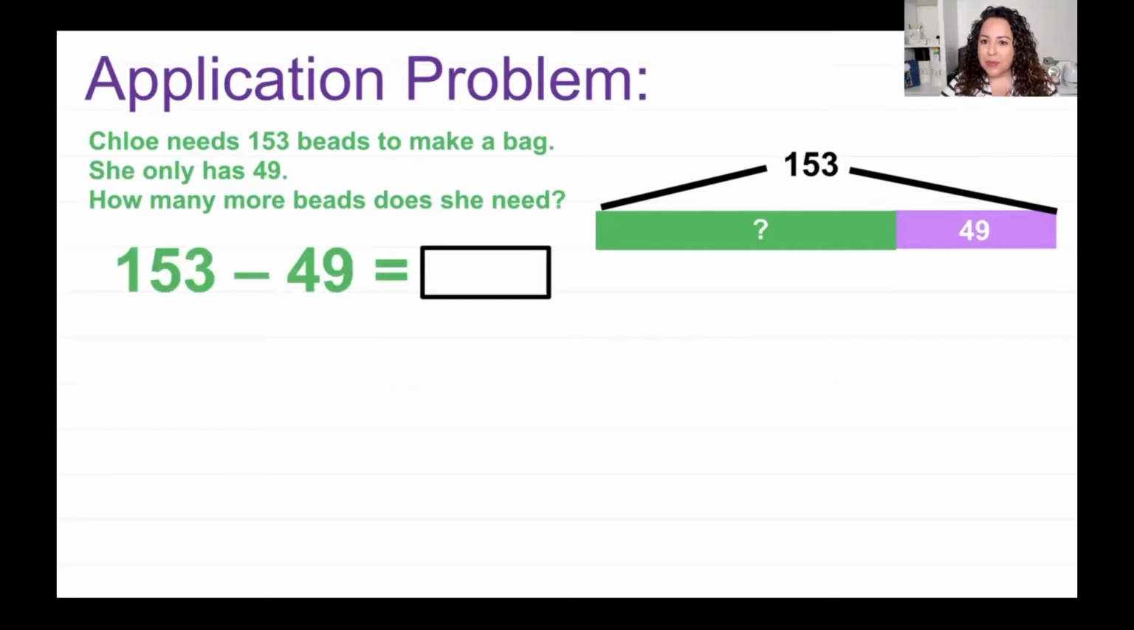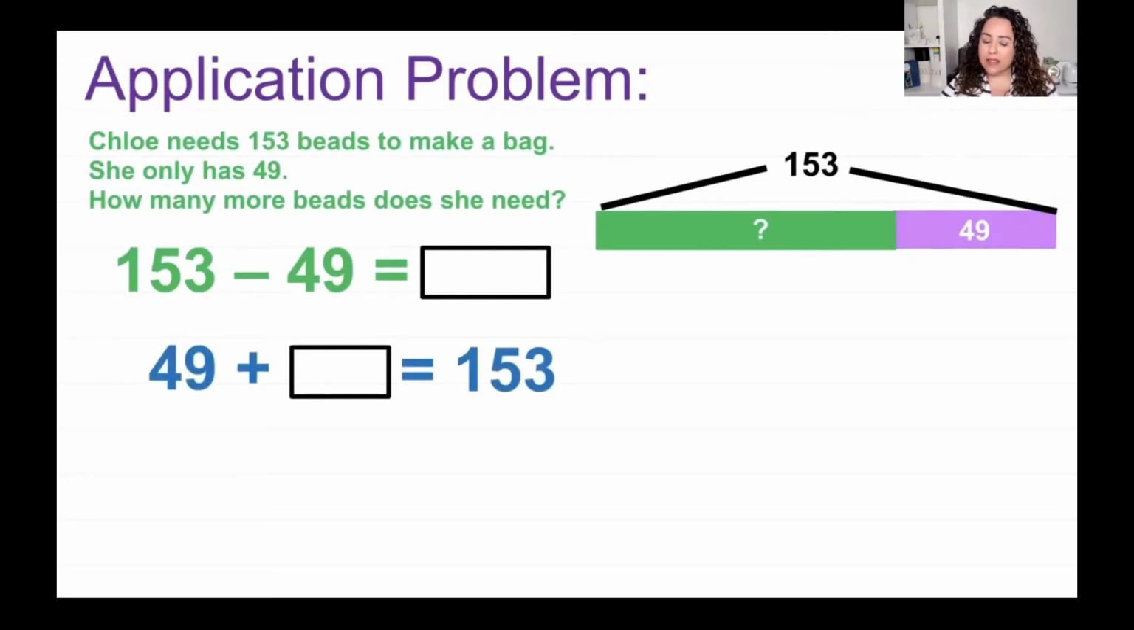So this is what our number sentence would look like: 153 take away 49. Or I can do 49 plus blank is equal to 153, because remember, when we have a tape diagram, if we have one part and a missing part, we can find it by adding and by finding the missing addend. So I think that's the strategy we're going to use today.